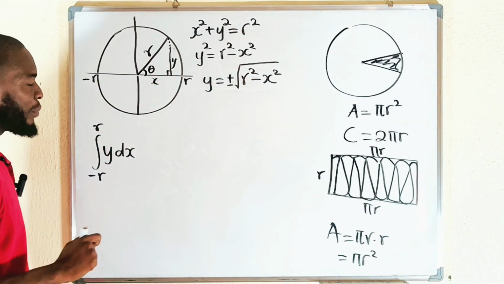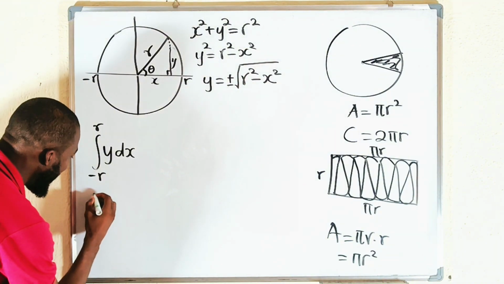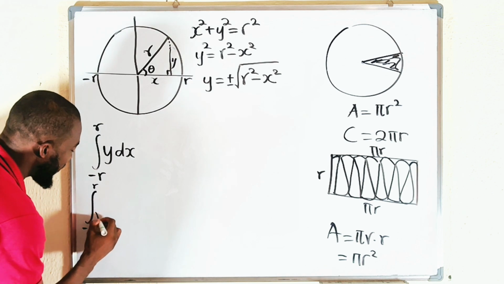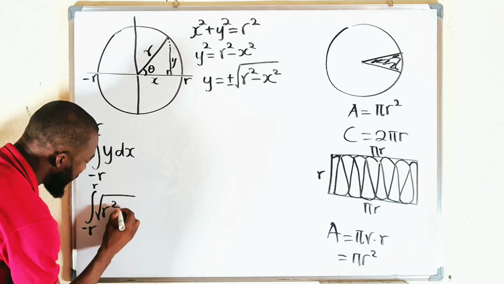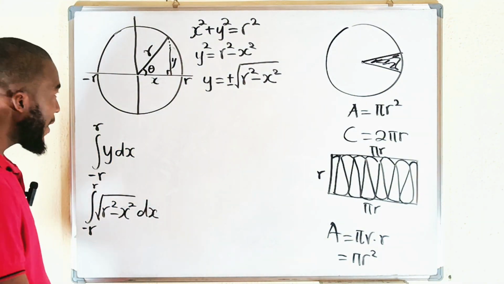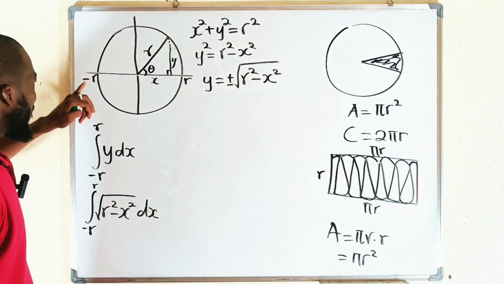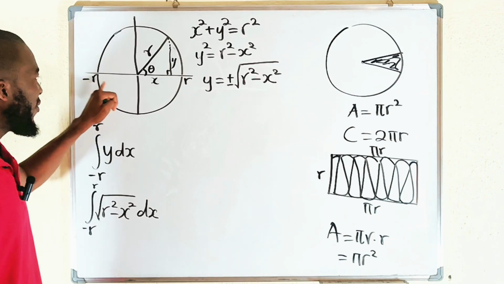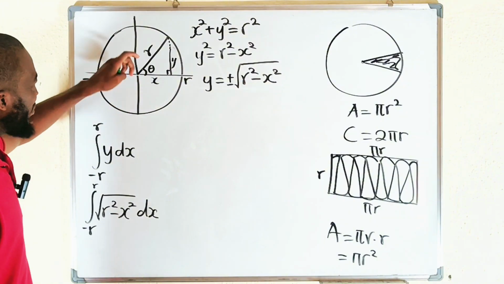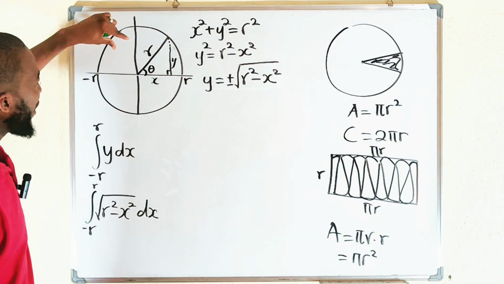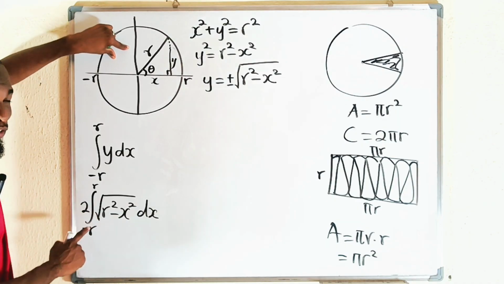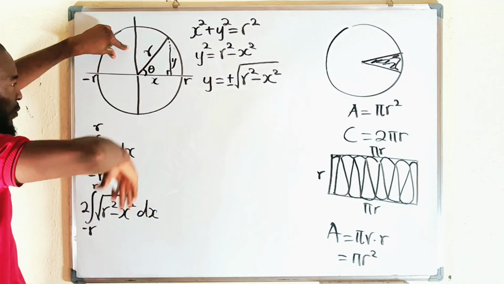Let us substitute it in place of y. So this is the integral from negative r to r of the square root of r squared minus x squared dx. Again, instead of integrating this function from negative r to r, why not integrate it from 0 to r? Because it is also symmetrical. The area here in the first quadrant is exactly the same as this one. So, okay, sorry, I forgot to multiply by 2. That is for the semicircle above and below.